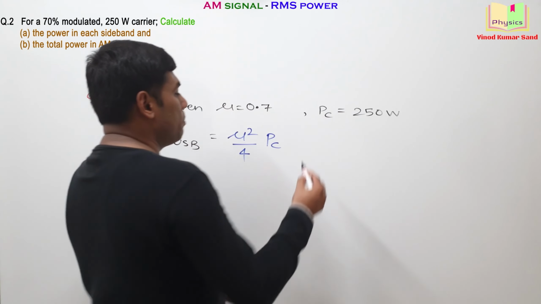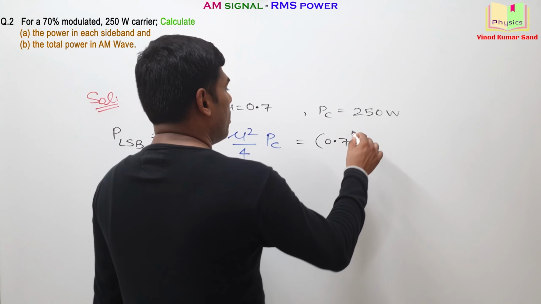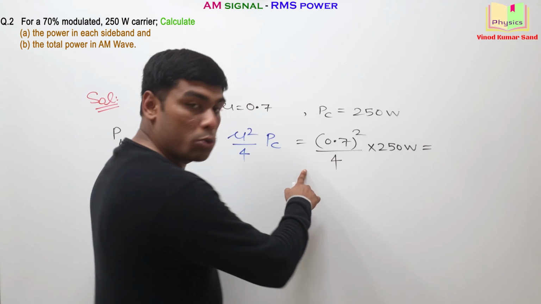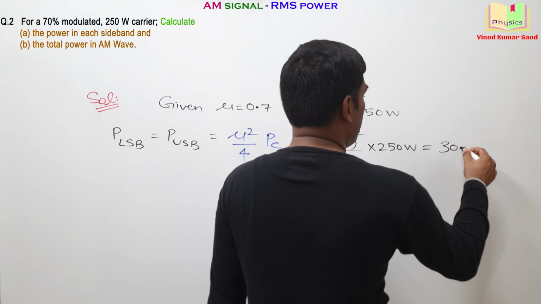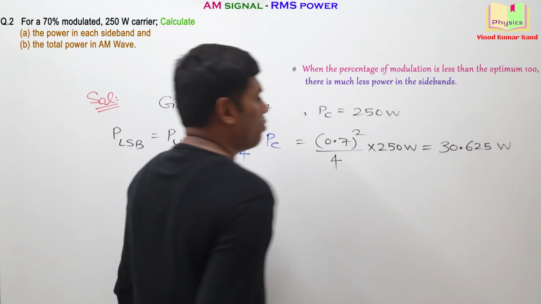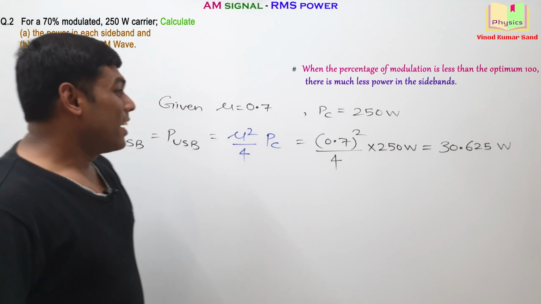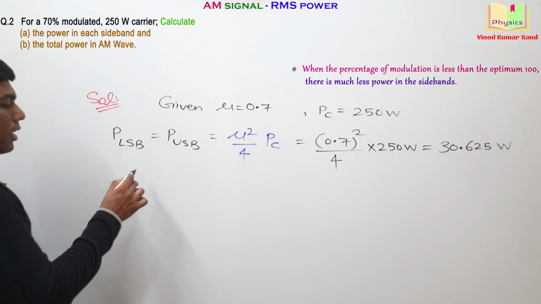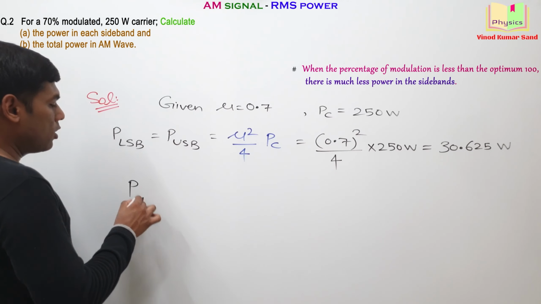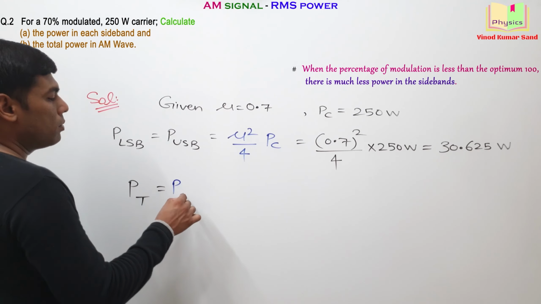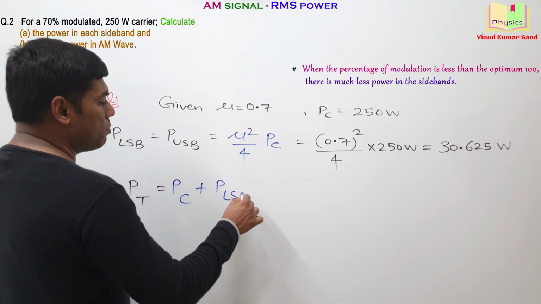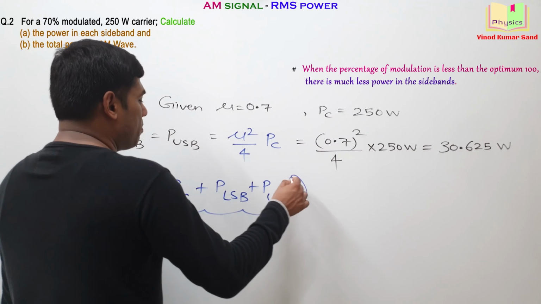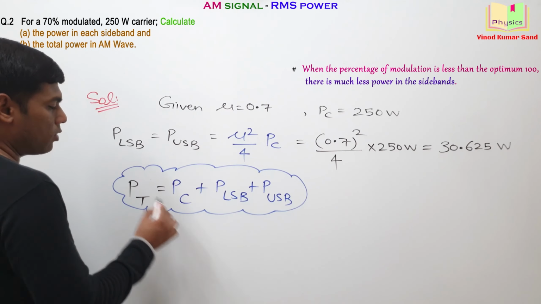Do you agree? Computation is simple. 0.7 whole square divided by 4 into 250 watt. When you do the calculation, it will come out to be 30.625 watt. Is it okay? Now, suppose we want to calculate the total power of the signal. These all are the RMS powers. So, P total will be equal to PC plus PLSB plus PUSB. It's a formula. We'll be putting up the values in the formula and we'll get the total RMS power.